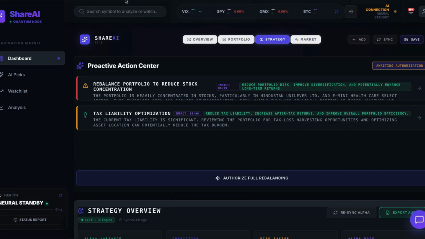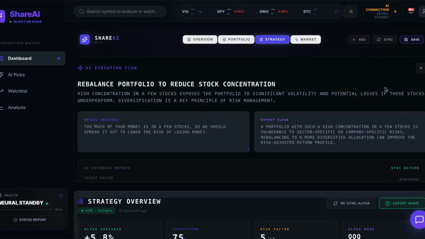Now let's move to the strategy section in ShareAI. At the center of this screen is the Proactive Action Center. This feature helps identify opportunities to reduce risk or save on taxes that investors might normally miss in real time. For example, ShareAI may recommend rebalancing the portfolio to reduce stock concentration.